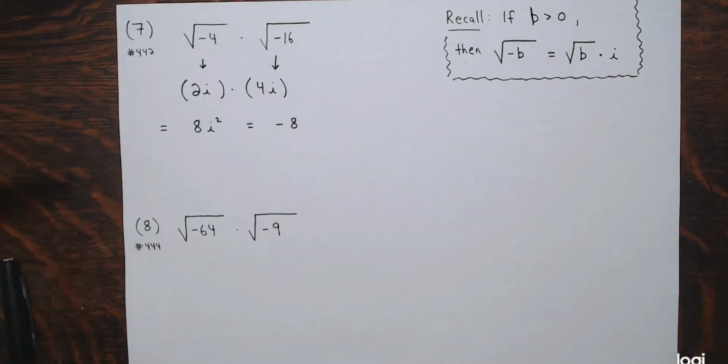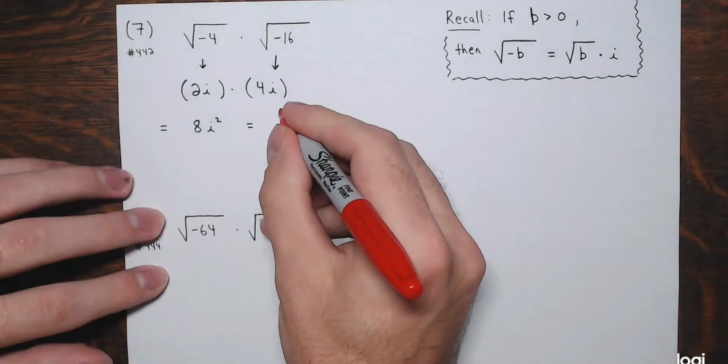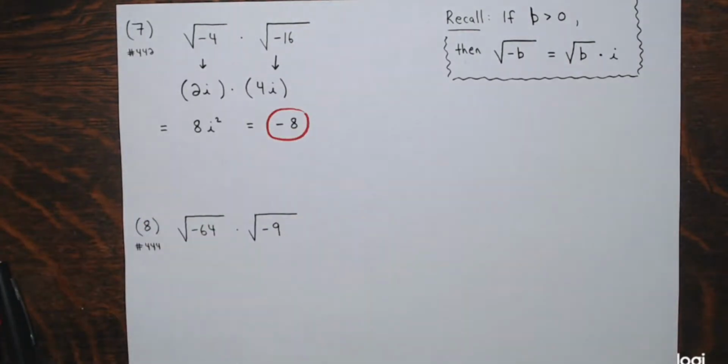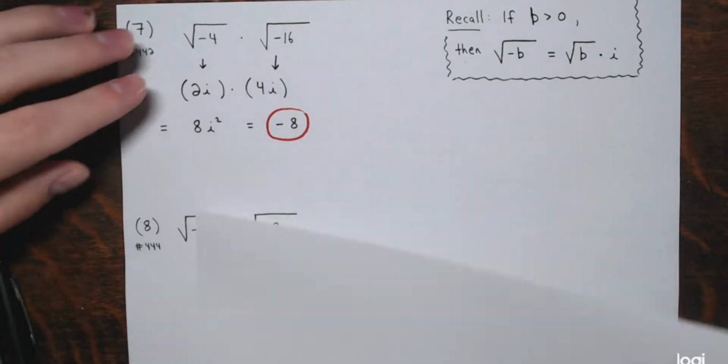Alright, so this one I'm actually going to talk a little more about, because people make mistakes quite often when they have square roots of negative numbers.